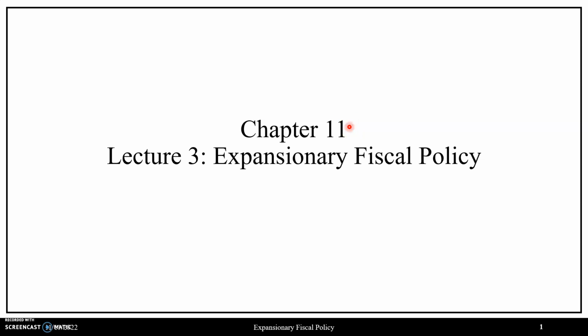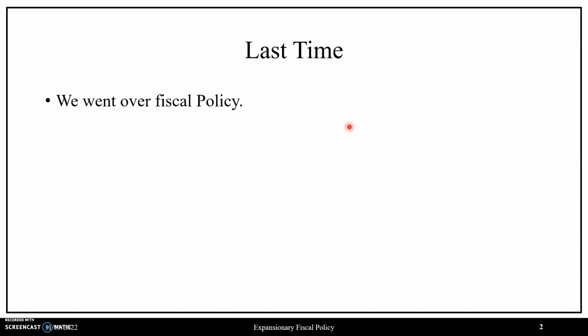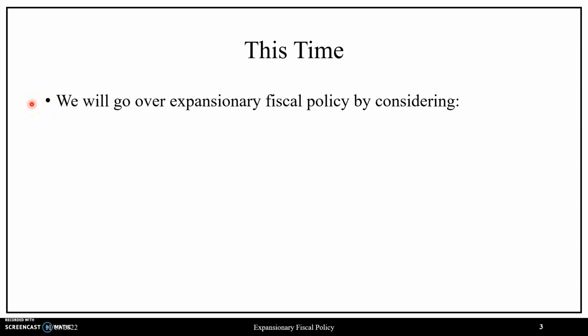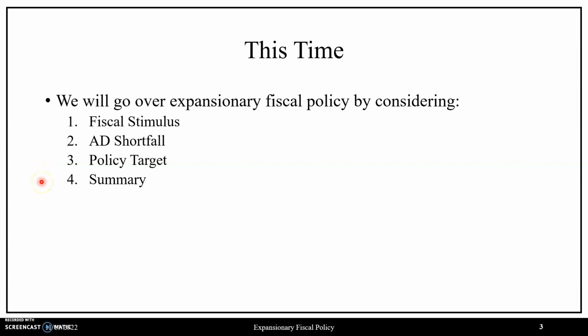In this video, we continue our discussion on Chapter 11, where last time we went over fiscal policy. This time we will go over expansionary fiscal policy by considering fiscal stimulus, the AD shortfall, the policy target of the government, and then conclude with a summary.